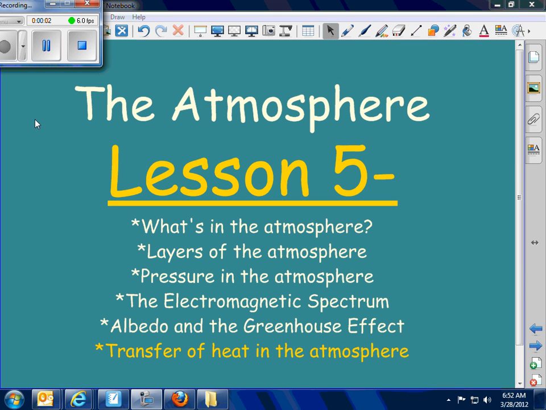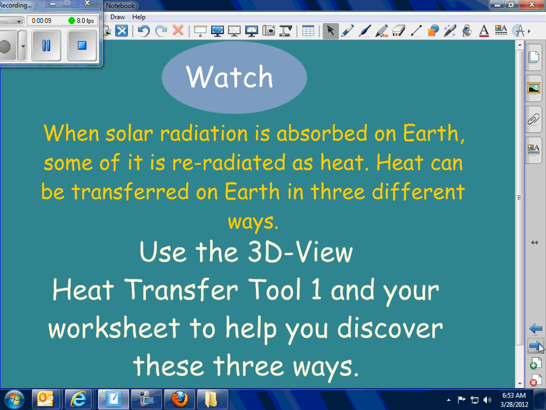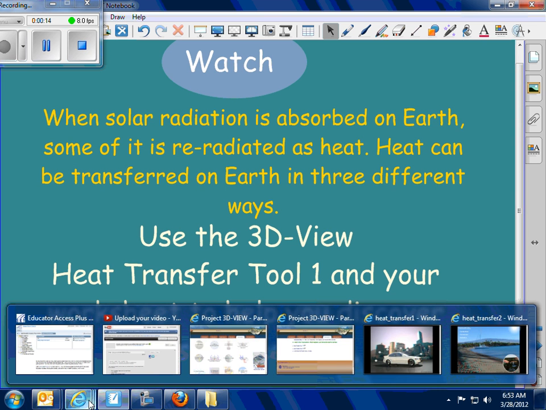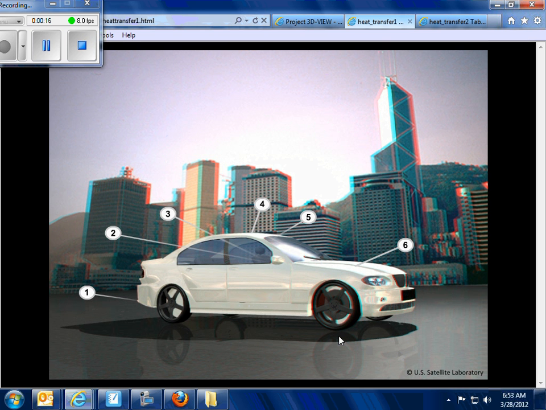Today's lesson, lesson 5 on the atmosphere, is dealing with the transfer of heat in our atmosphere. A couple things that we're going to want to look at is some of the NASA stuff that I have, where we actually see the heat transferred through our atmosphere. This is an example right here of just a regular car in the city, and the three types of transferring of energy are convection, conduction, and radiation.